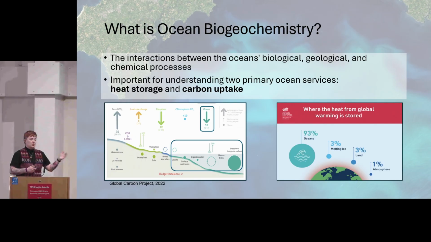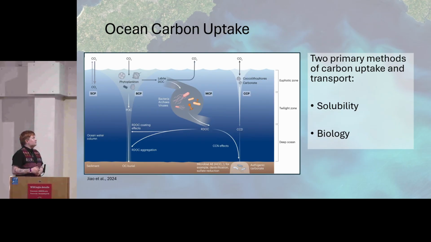Additionally, the ocean is really important for heat storage. And 93% of the heat from global warming is stored in our oceans, but today I'm just going to focus on the importance of the carbon uptake.